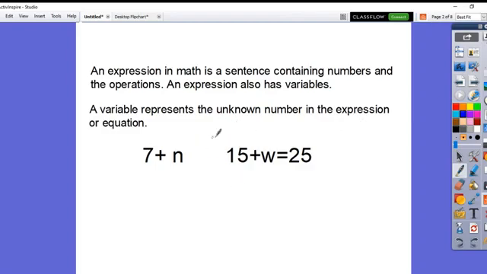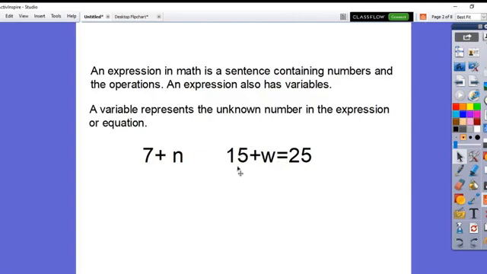Now, earlier in this unit, you were working with variables, so let's remind ourselves, what is a variable? A variable represents the unknown number in the expression or equation. Let's look at the variable in this expression, 7 plus n. N is our variable. It's an unknown number. We're not sure what the amount is.